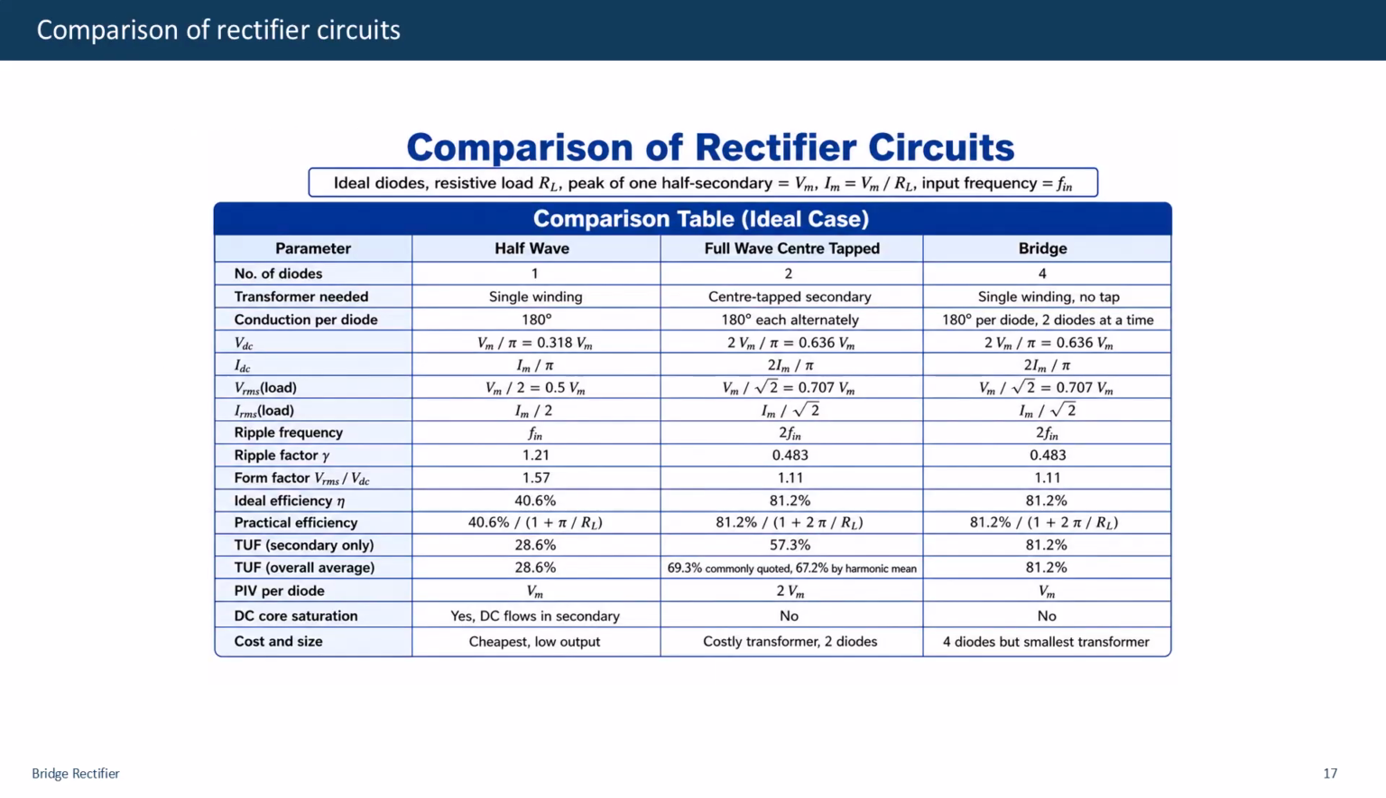Use this final comparison to place the bridge in context. Both full-wave circuits have the same ideal average and RMS outputs, ripple factor, ripple frequency, and maximum rectification efficiency. The bridge needs 4 diodes and incurs 2 forward drops, but it avoids a center-tapped secondary, requires only Vm peak inverse voltage per diode, and achieves the highest secondary transformer utilization. When reading the center-tapped column, remember that Vm is defined as the peak of 1/2 secondary. For the bridge column, the same symbol represents the peak across its complete single secondary winding.